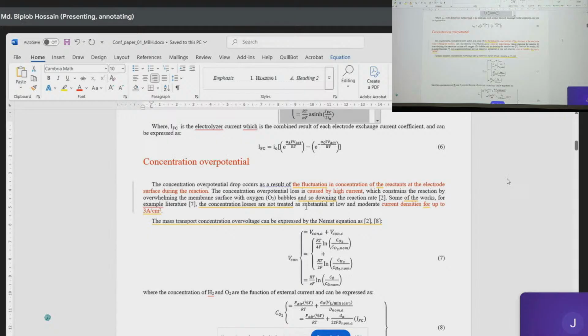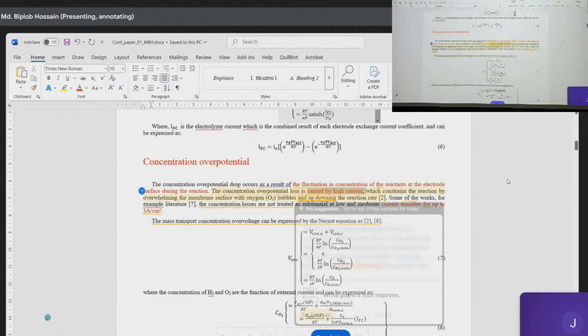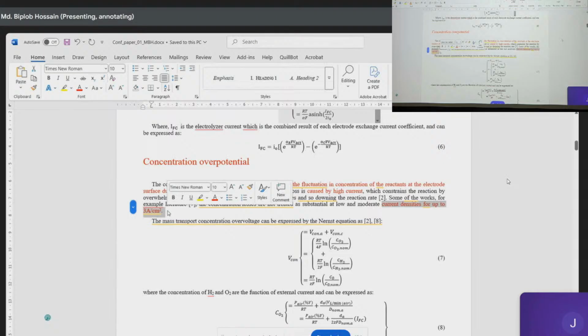Then the next one is concentration overpotential, or we can say mass transport overpotential. It is basically the result of fluctuations in the concentrations of the reactants. Here the reactants are hydrogen and oxygen. Because of fluctuations in hydrogen's pressure, temperature, or any other dependent parameters, this overpotential results, and it basically happens in the high current density region, not at low or moderate current densities. That is why most of the literature ignores this term until 3 ampere per centimeter square.